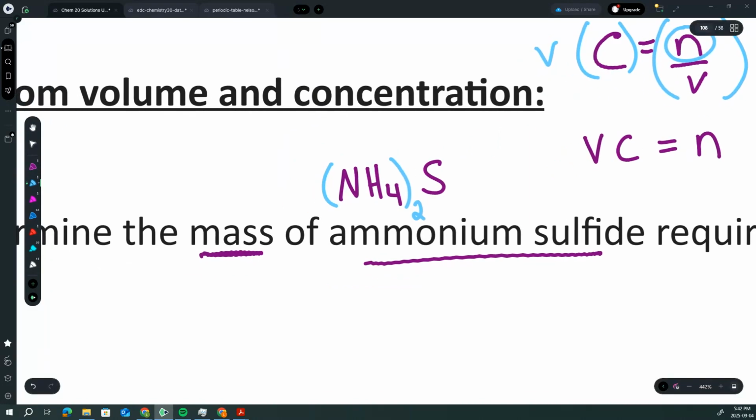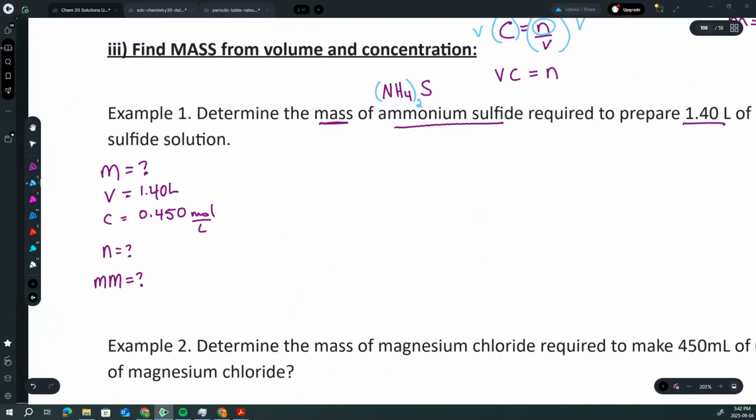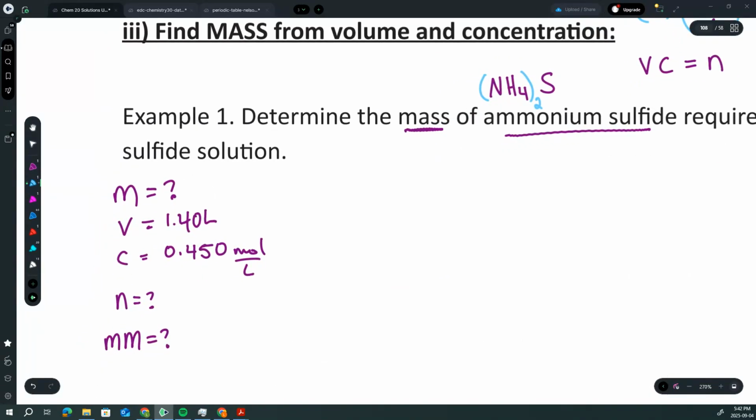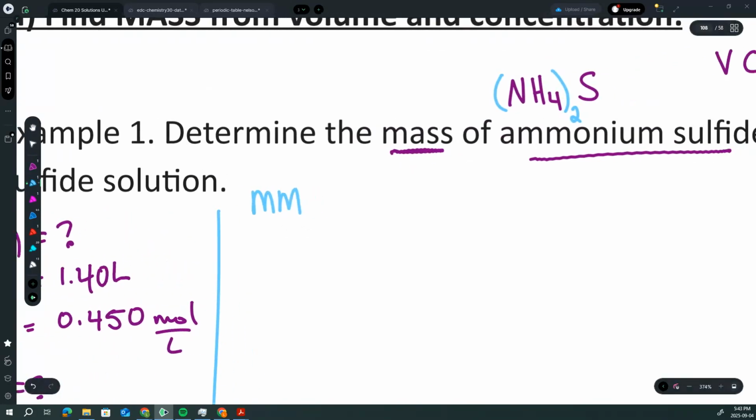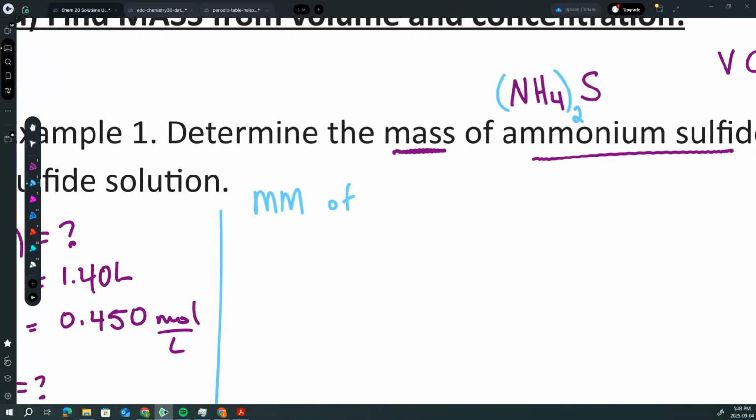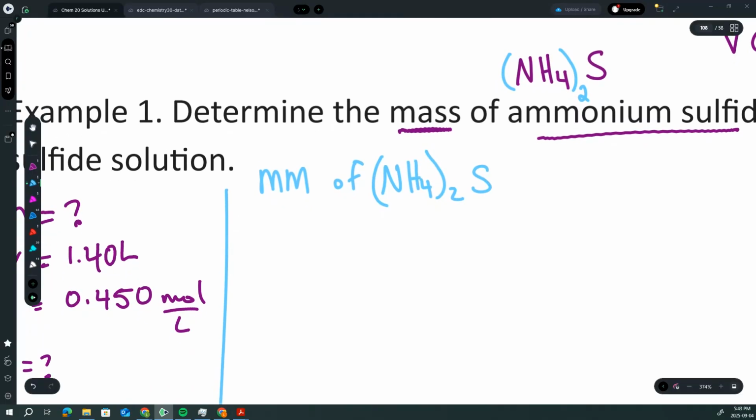Okay, so now that we have the chemical formula, we can now figure out what the molar mass is. And as a quick reminder here, this is how you'd figure out molar mass. So molar mass of (NH4)2S.